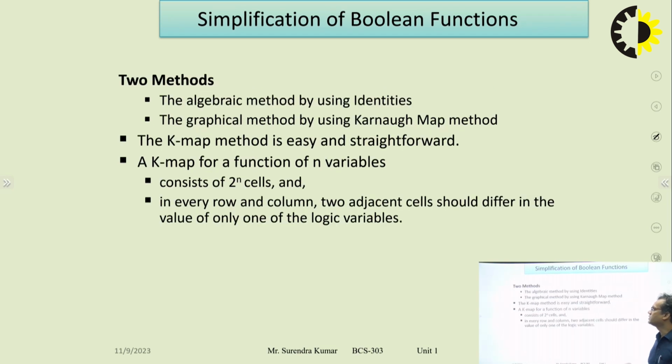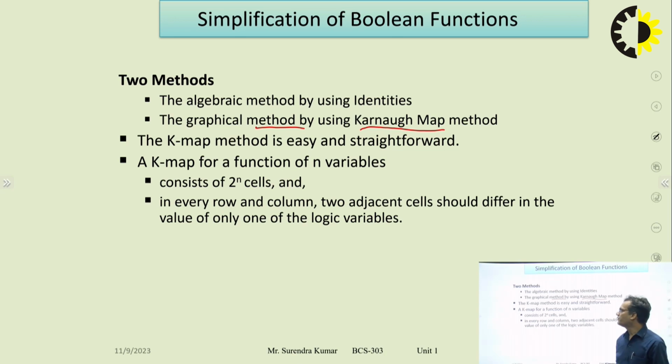So there are two methods for simplification of Boolean functions. The first is the algebraic method by using identities, and the second is the graphical method by using the Karnaugh map. The K-map is mathematically easy and straightforward because it is a graphical representation, and as I have already discussed, graphical representation is easy to understand for human cognition.